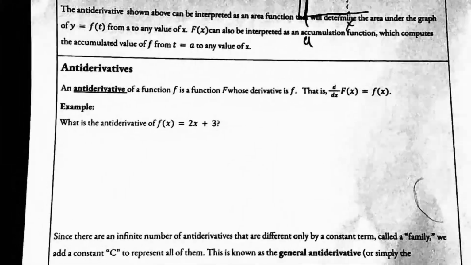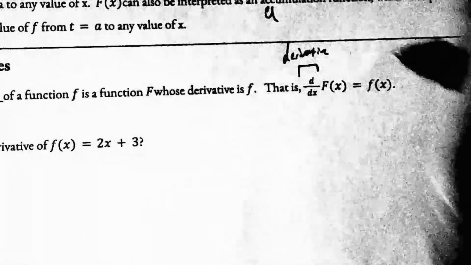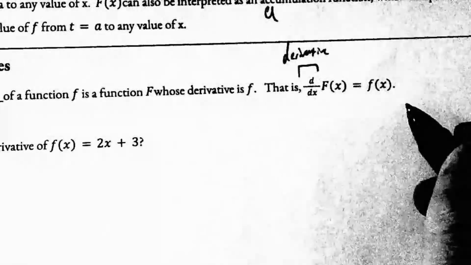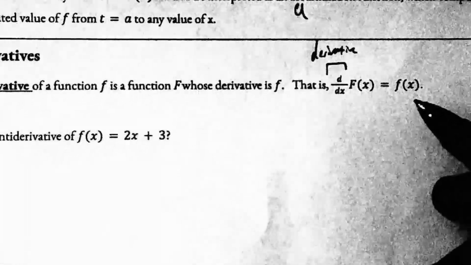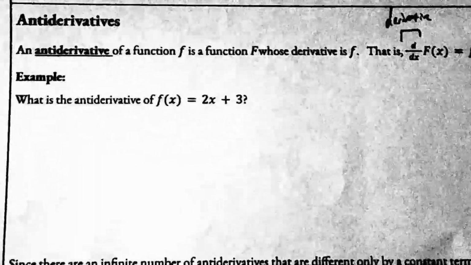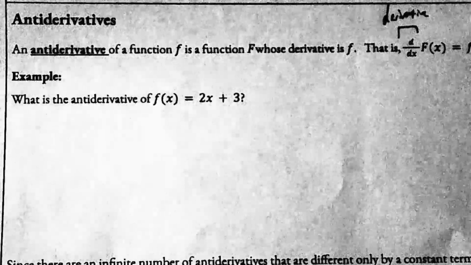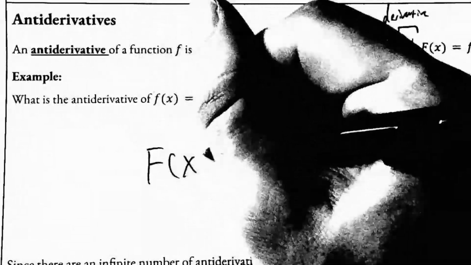An antiderivative of a function is a function capital F whose derivative is little f. That is, taking the derivative of the antiderivative equals the original function, essentially what this is saying. So, as an example, we'll make that clear. What is the antiderivative of f of x equals 2x plus 3?